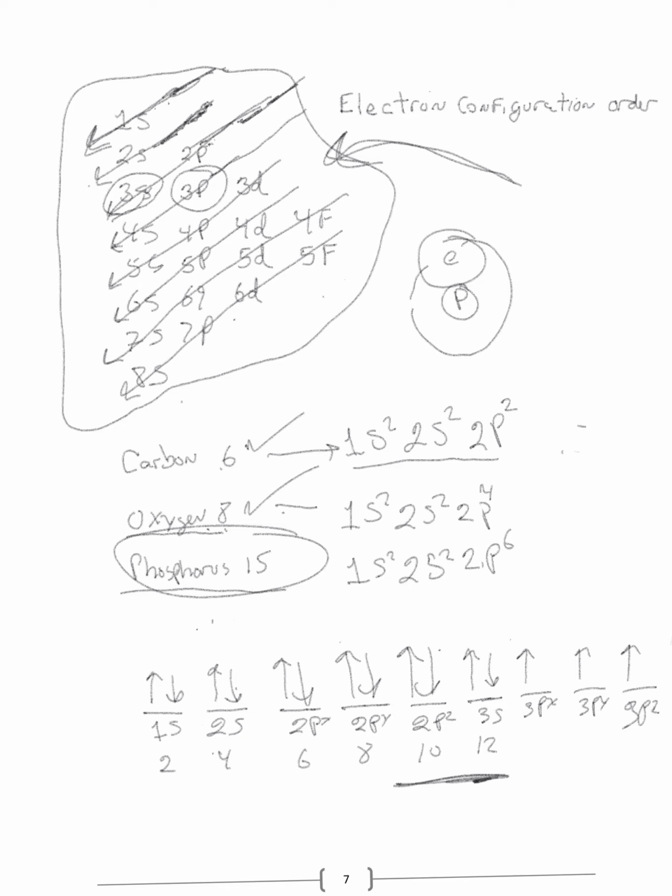After my 2p, I'm going to go to 3s. Okay, so we have 2, 4, 10. I can fill my 3s. And then after my 3s, I'm going to put them in the 3p. But I only need to put 3 in the 3p. Okay, so that's my electron configuration. I'm going to erase this.